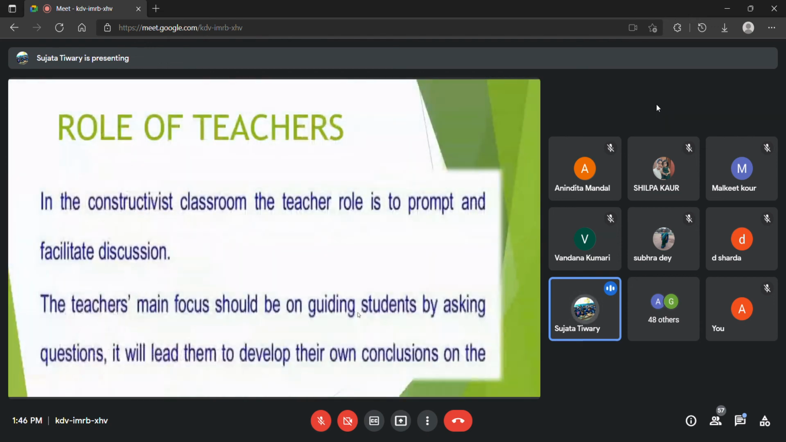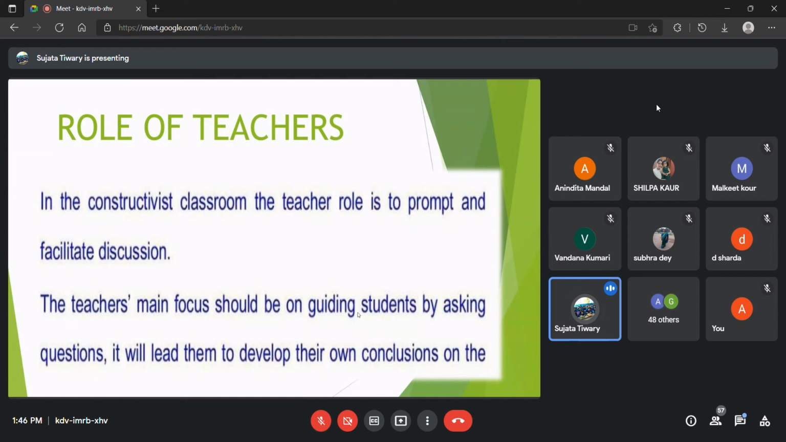Now, what should be the role of the teacher in a constructivist class? In the constructivist classroom, the teacher's role is to prompt and facilitate discussion. If they have given group discussions, we encourage them so that it's not that one child is speaking and other children are listening. No, every child should speak on that topic.